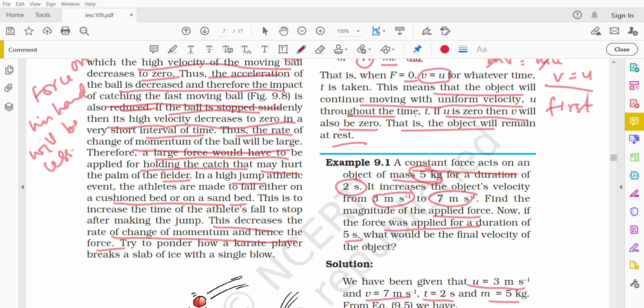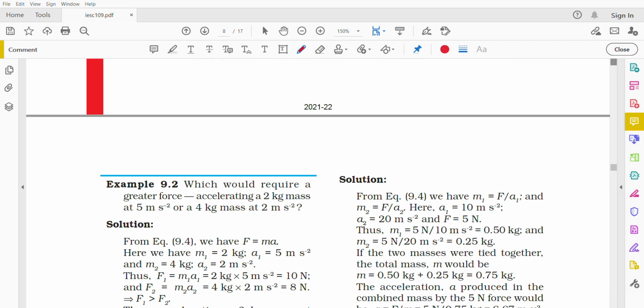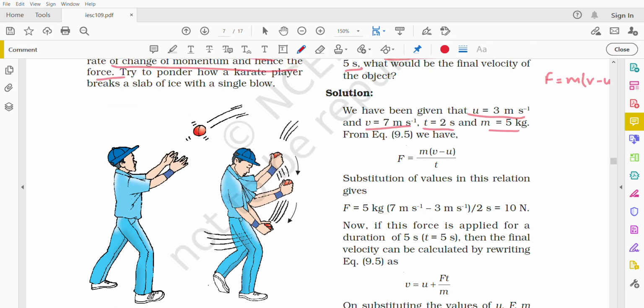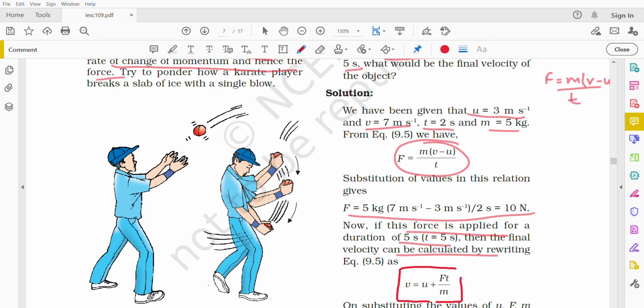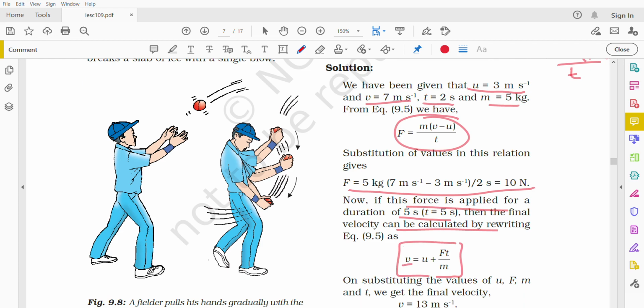Now here the 3 to 7 meter, so u is 3 meter per second, the initial velocity, final velocity is 7 meter per second, time t is 2 seconds, m is 5 kilogram. You can see in the questions. Now using the formula, F is equal to what? m into (v minus u) by t. Substituting the values, we will get the value of F as 10 Newton. Now if this force is applied for a duration of 5 seconds, then the final velocity will be calculated by rewriting the formula as final velocity v is equal to u plus Ft by m, because in the next step they are asking us to find v.